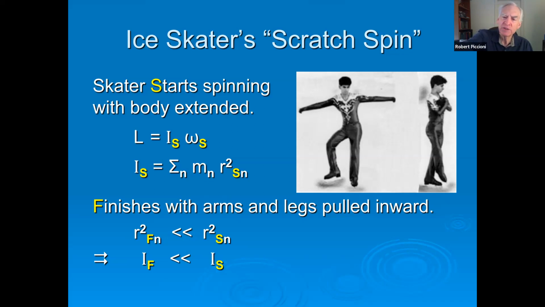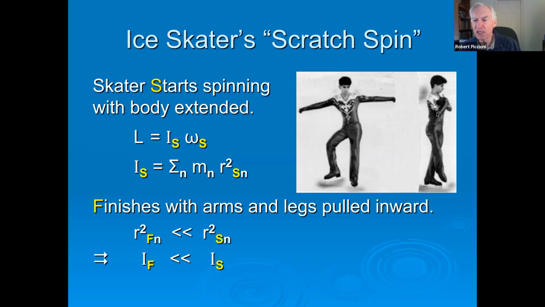And the motion is that the individual will start turning, rotating around. You see this foot is off the ground. This foot he's spinning on the tip of that skate. And he's spinning around with his arms and leg outstretched. And then he pulls his arms and legs in.